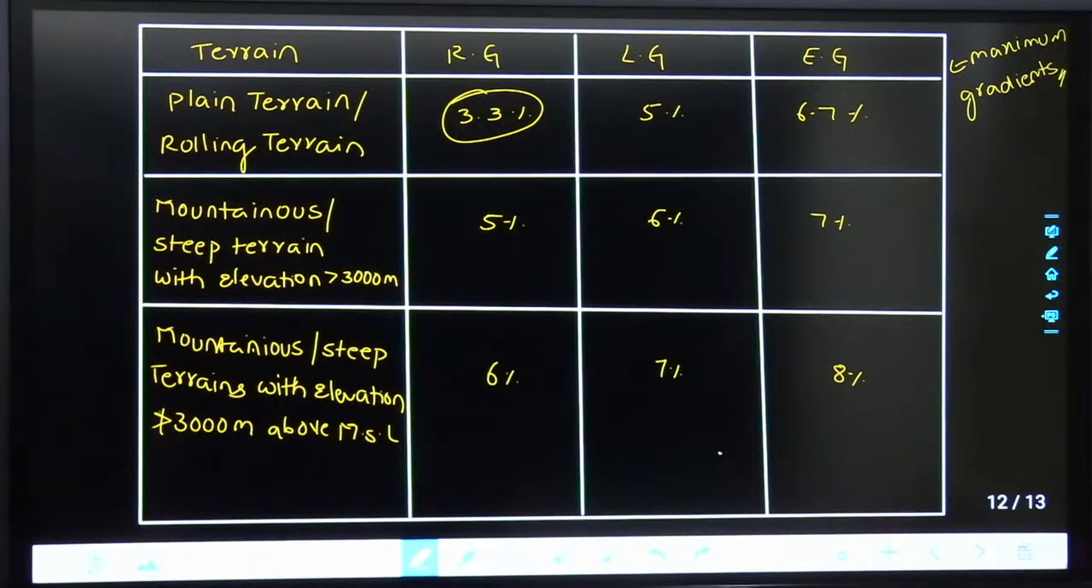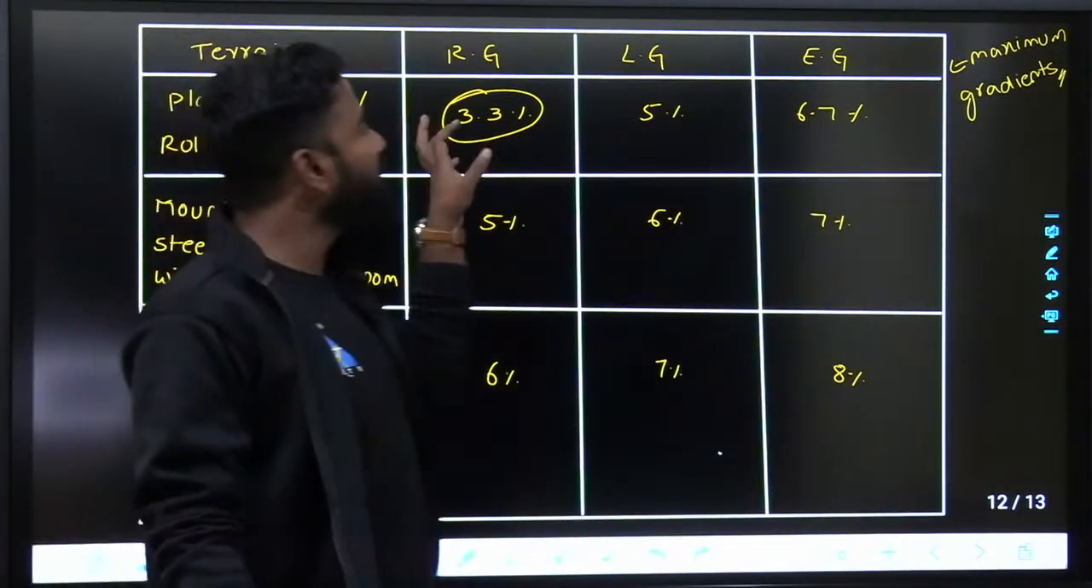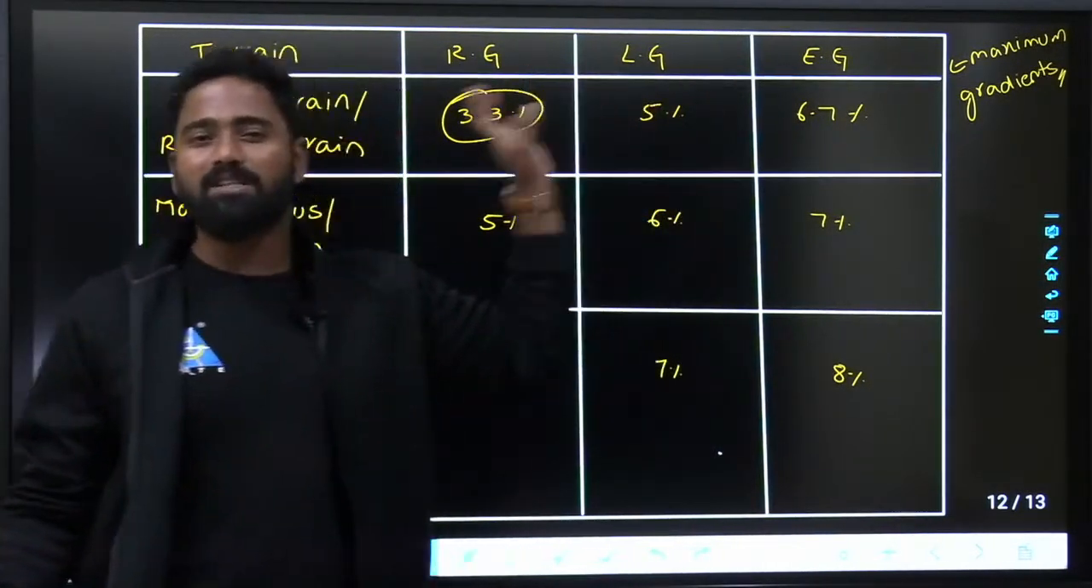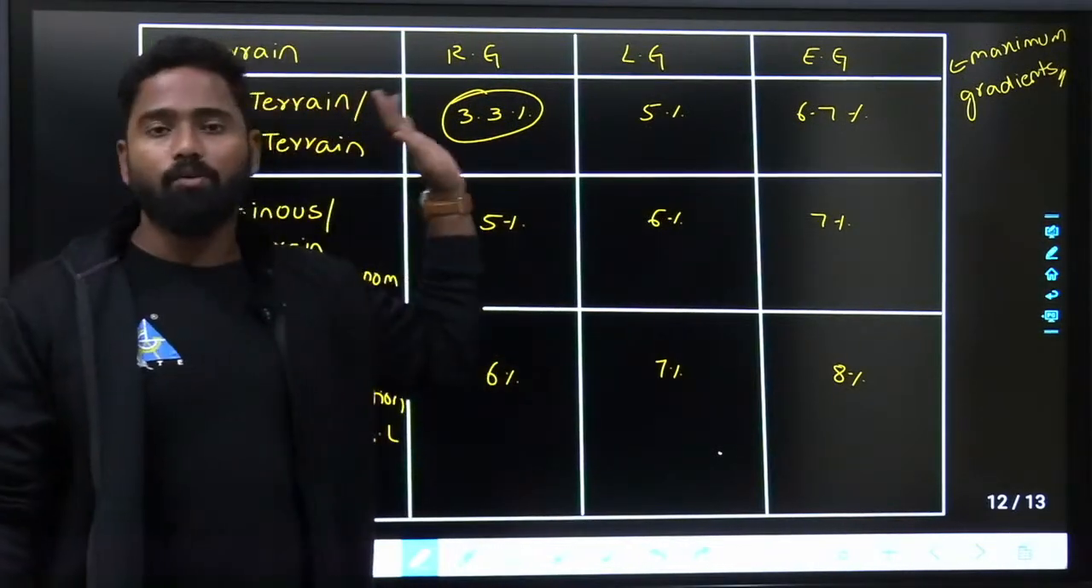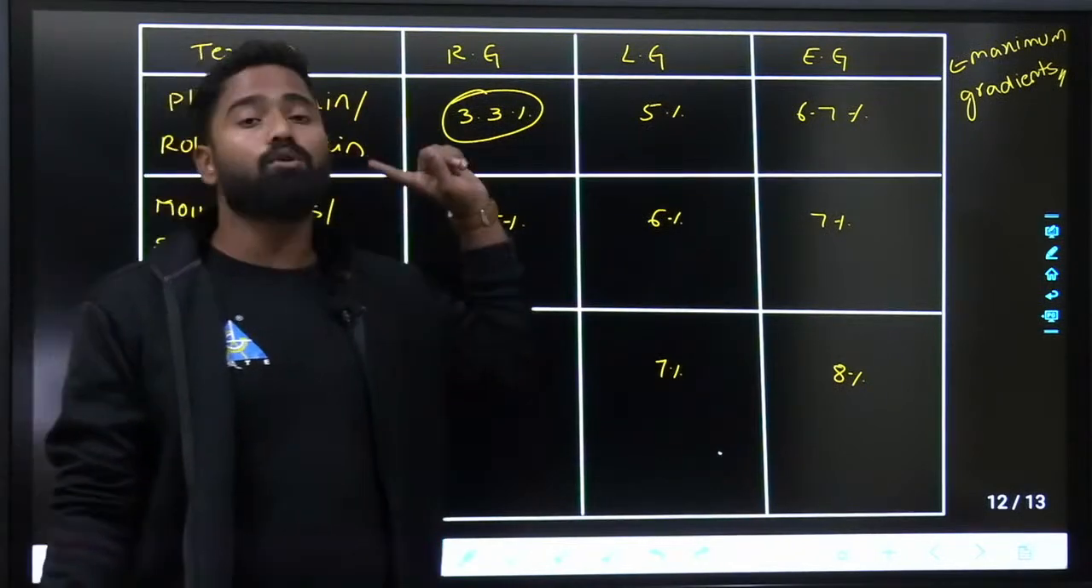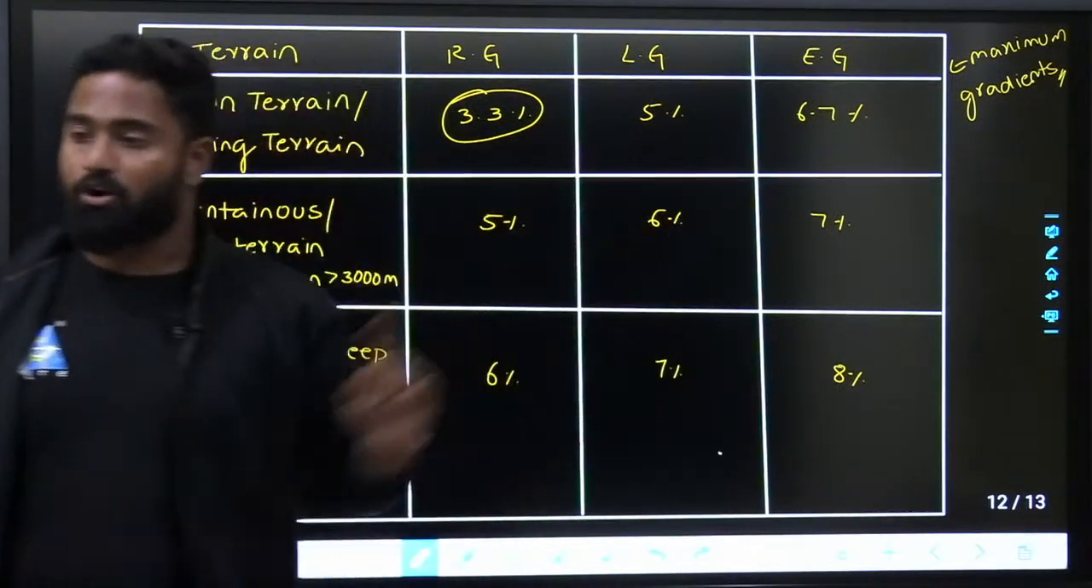Why don't we consider exceptional gradients, sir? See, generally we design for ruling gradient. Exceptional gradient means, as the name itself says, exceptional cases, but generally we try to provide ruling gradient only. It should not be more than ruling gradient at any cost.